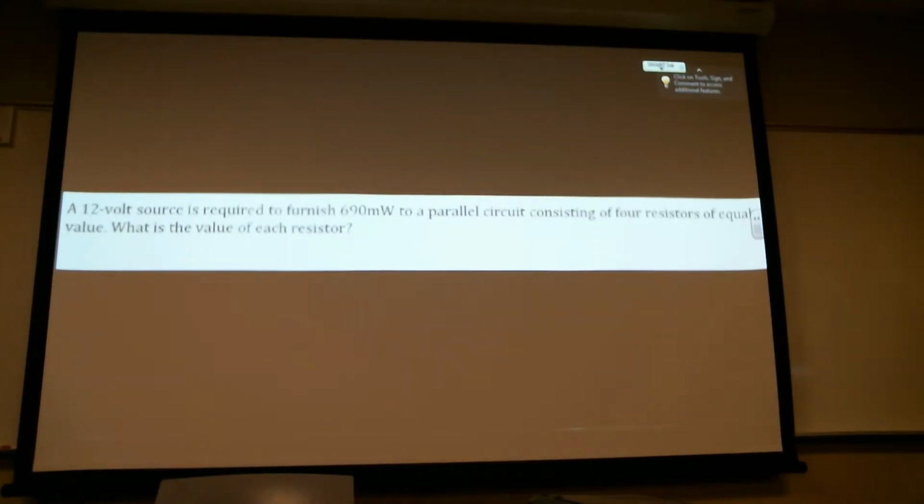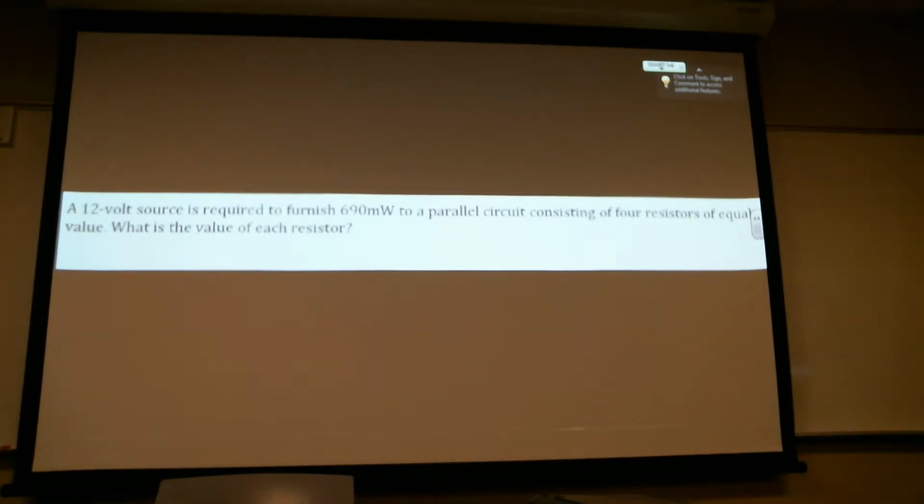A 12-volt source is required to furnish 690 milliwatts to a parallel circuit consisting of 4 resistors of equal value. What is the value of each resistor? So this isn't really any different. You take your voltage and your milliwatts and you get your total resistance. And then that was the problem we did before. Once you've got your total resistance, invert it and divide it by 4 and invert it back. And you've got your answer.